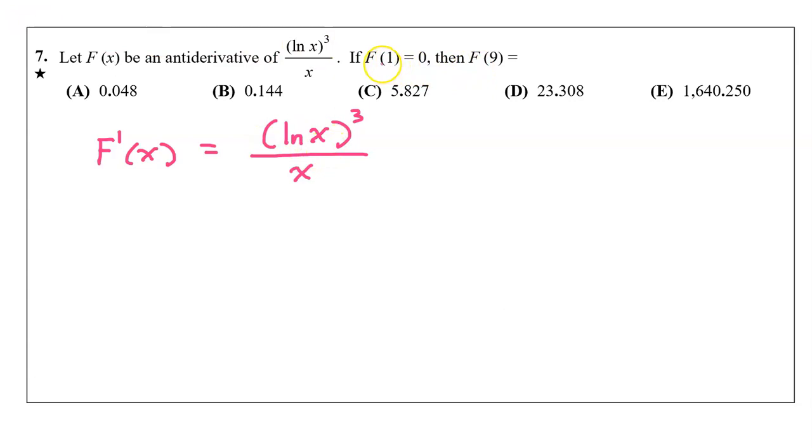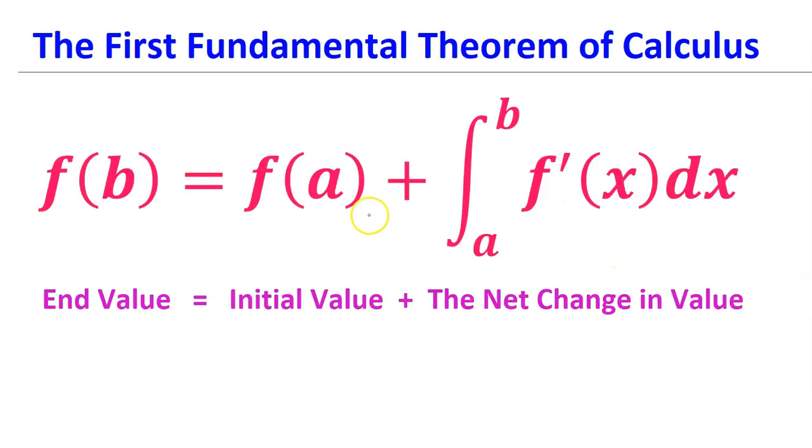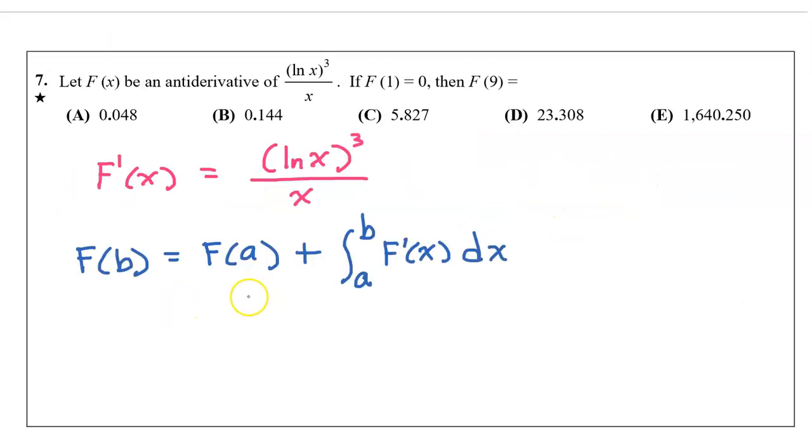Whenever they give me the value of a function at one point, and then they ask me to find the value at another point, I think I'm probably going to use the first fundamental theorem of calculus, where the end value is equal to the initial value plus the net change in value. The net change in value is the integral of the derivative. In other words, the first fundamental theorem of calculus tells me that capital F at b should equal capital F at a plus the integral from a to b of capital F prime.